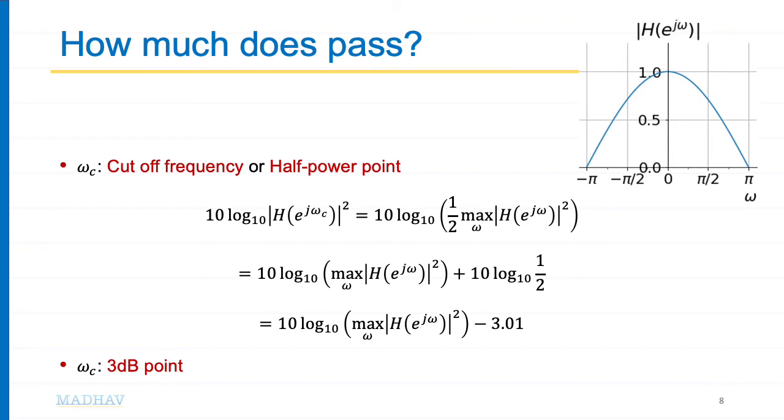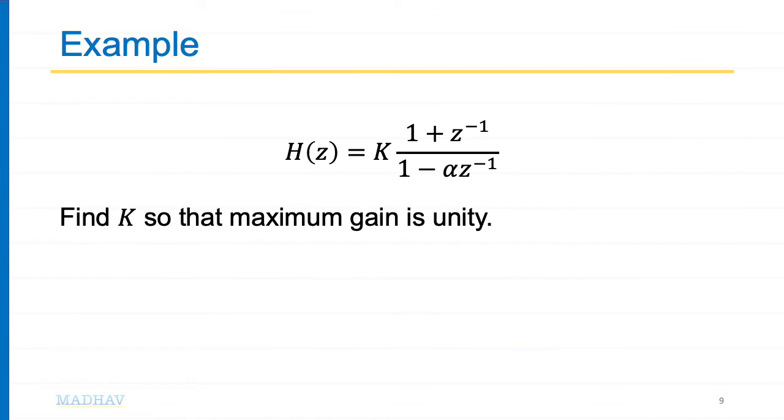Okay, now let's look at some examples. This is an H(z), and how does it look? You can see that there is a pole at alpha and there is a zero at -1. Can you guess what this is? Is it a low pass filter or high pass filter? Is it an IIR or FIR? The answer is it is an infinite impulse response filter, an IIR filter, because there is a pole present here.